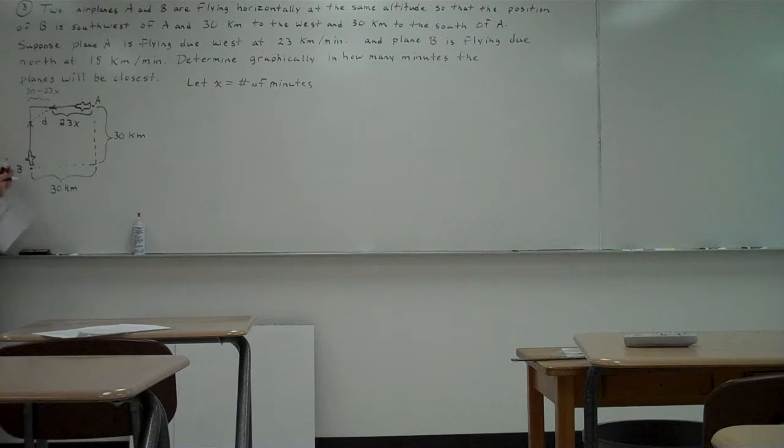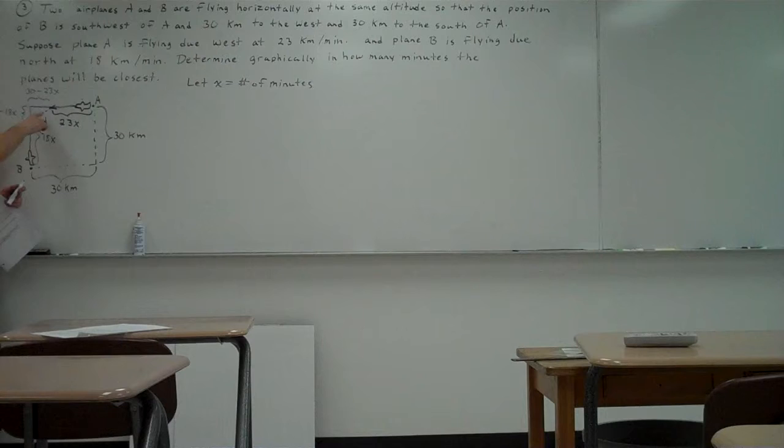Plane B is flying at 18 kilometers per minute. Again, this total length here is 30. This distance here, again, distance is rate times time, is 18 kilometers per minute, so 18x. So what would this little purple distance right here be? 30 minus 18x, good. I'm trying to find D, this diagonal distance. Hoping that it won't be 0, because if the distance is ever 0, what's going to happen to the planes? Go boom, crash. We hope that's not going to happen.